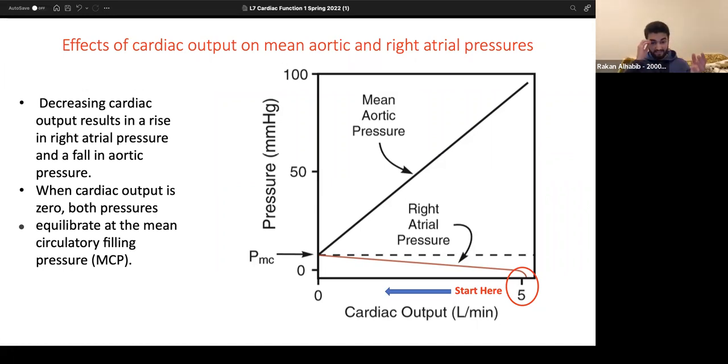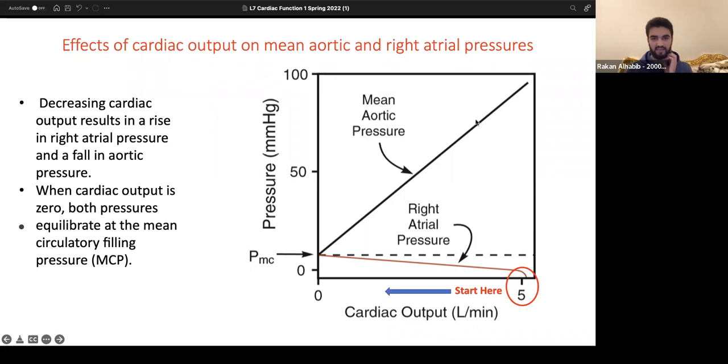Let's say I have 1 liter of blood. I pumped it out. Now I can accommodate. I still have 4 liters of blood within my body that can go back to the heart and be pumped next time. So if I pump 3 liters, let's say we increased the pressure, we increased the cardiac output.